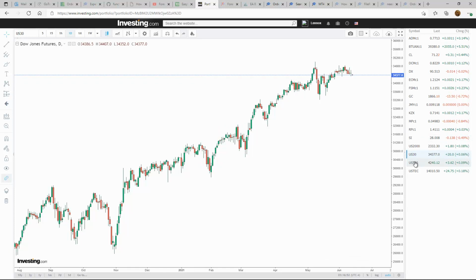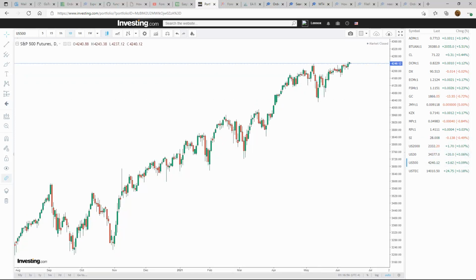The US 500, this is the S&P 500. Right, the same type of scenario, but this one doesn't have much of a lag. It just looks very strong. It's breaking through the new highs already, and I can see this continuing up into this week.